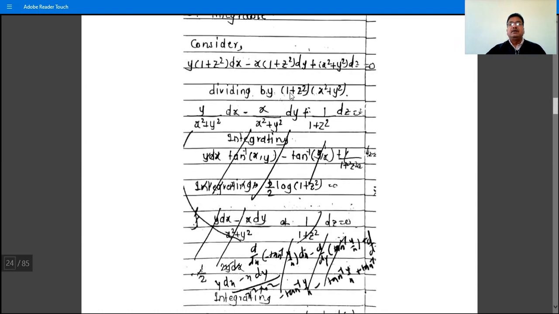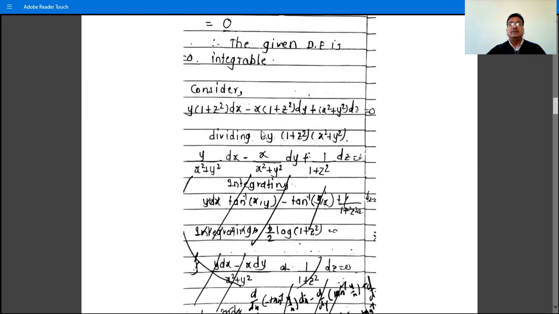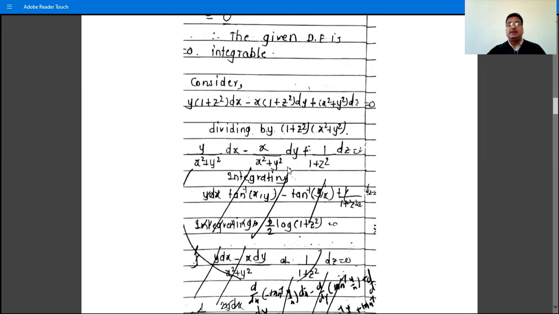So divide by 1 plus z square times x square plus y square. So we have this form. After dividing, we have y by x square plus y square dx minus x by x square plus y square dy, and 1 by 1 plus z square dz is equal to 0. So this is one variable separable, the z variable is separated.